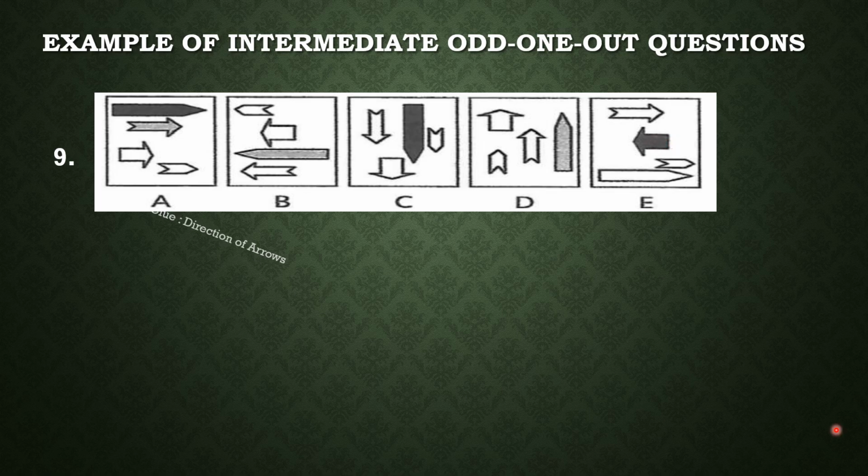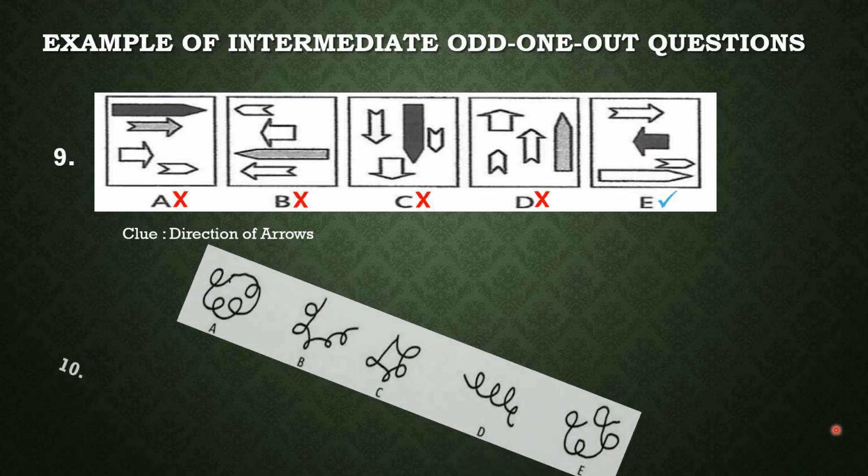So the clue should be the direction of the arrows here, and option E is not following that particular rule because it has 1 arrow which is pointing in the opposite direction. So that should be the odd one out.